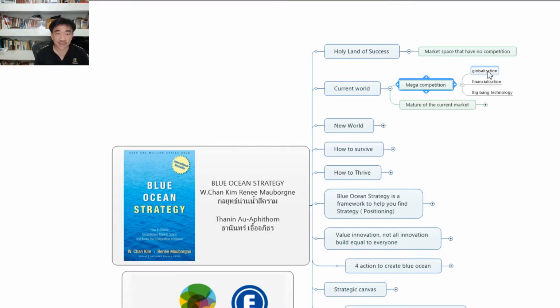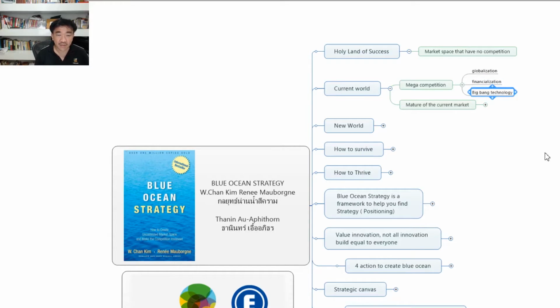One is the change in the world itself. We are more globalized, so we do not only compete with the local player. As you may notice, many countries are not even producing their own brand of car or their own brand of handphone anymore, because you are competing with the giants from all the countries in the world. The second thing is financialization. Money can buy almost everything, and money's influence has increasingly become very important.